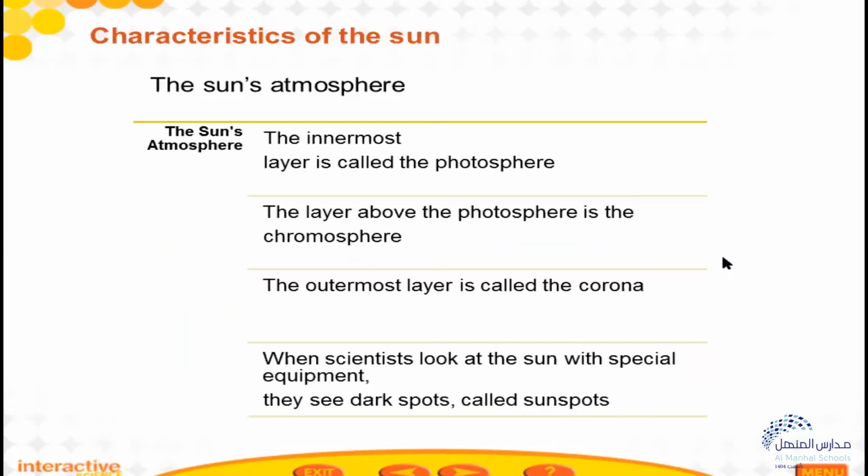Yes, I know the word. It's the same name as the virus corona. But today we are going to study the corona of the sun. When scientists look at the sun with special equipment, they see dark spots found in the photosphere. These dark spots are not as hot as other parts, and we give them the name sunspots.